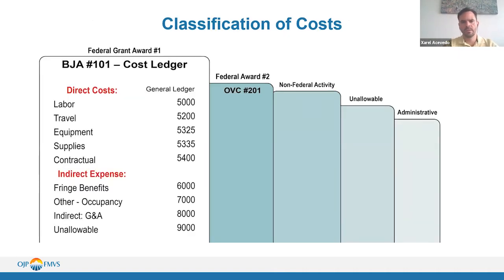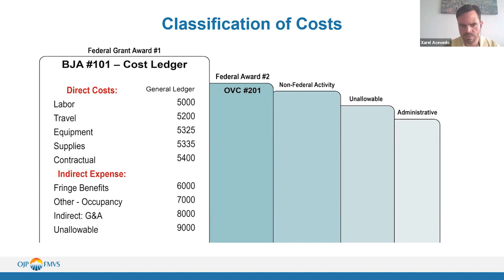So when we're looking at costs, like we said, there are two different types. They should be broken up in your general ledger, okay? In your cost ledger, they should be broken up into direct and indirect separately. Do not mix them. And then within the direct and indirect categories, you should have specific accounting codes for each type of cost or expense, okay?